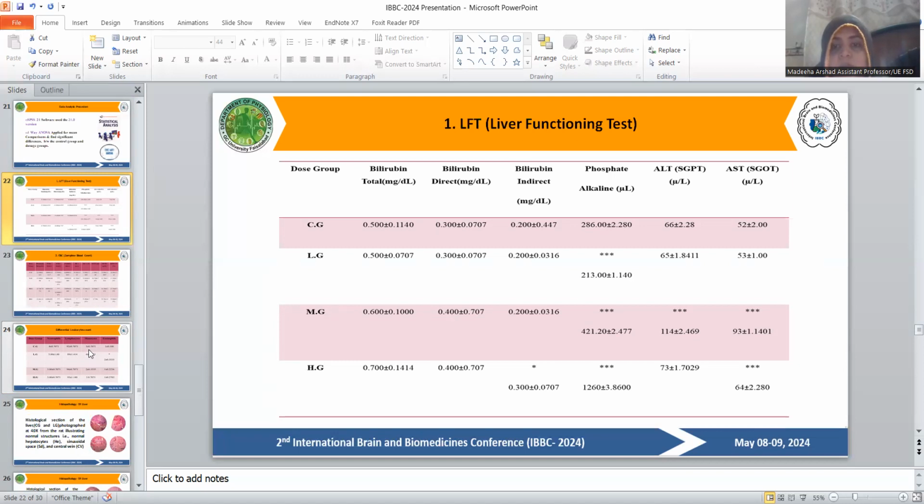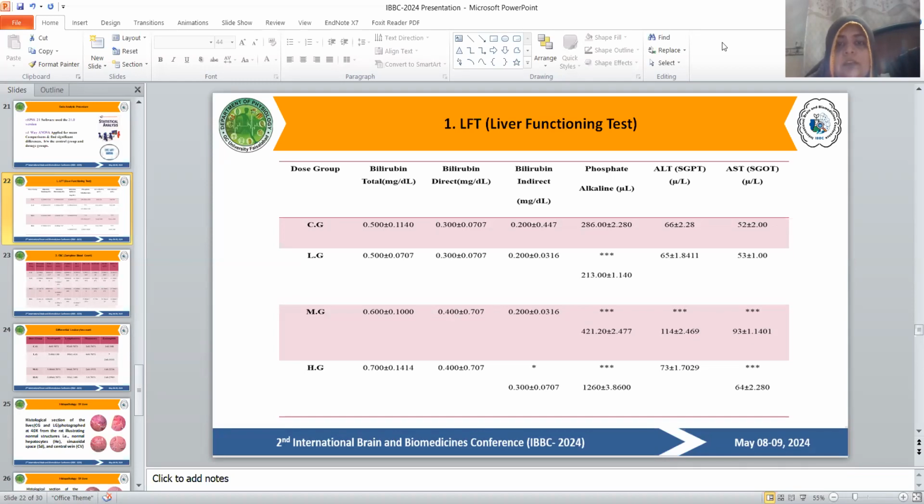Alkaline phosphatase was increased significantly in the medium dose group and high dose group, and in the low dose group, alkaline phosphatase was significantly reduced from the control group. Similarly, for ALT, there is no difference in the low dose group, while the medium dose group showed a highly significant difference from the control group. AST also showed that the medium dose group and high dose group were significantly increased from the control.